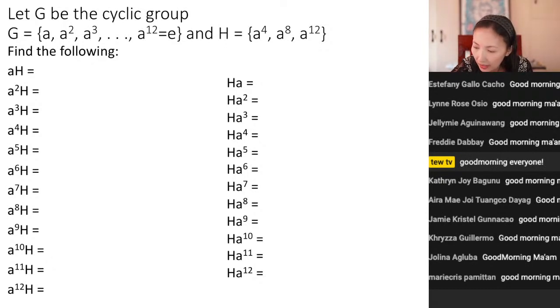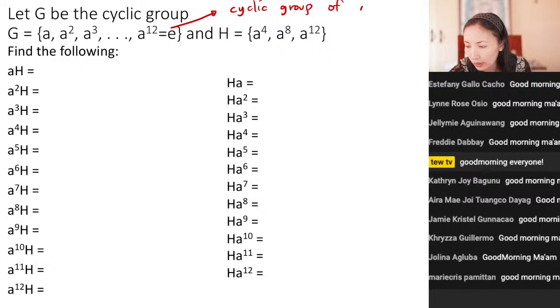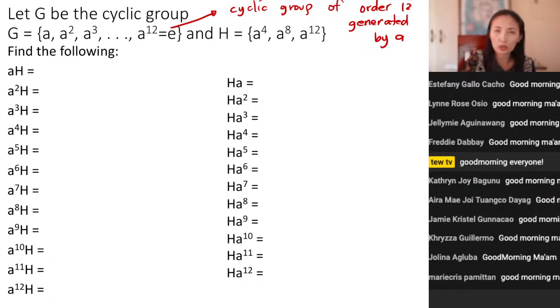Okay, let me write that. It's a cyclic group of order 12 generated by A. So the generator of that cyclic group is A. We are to find the following.